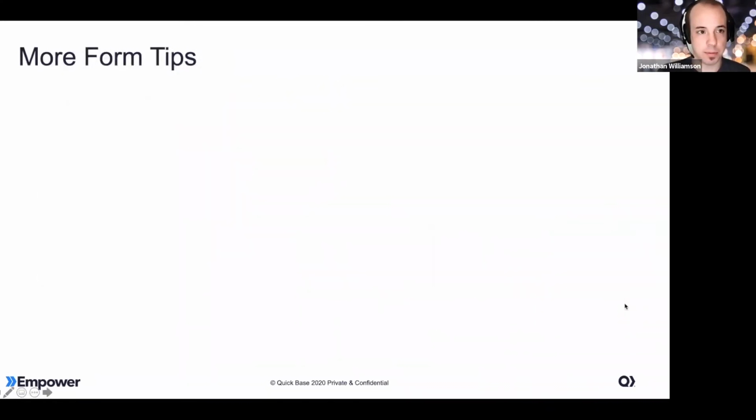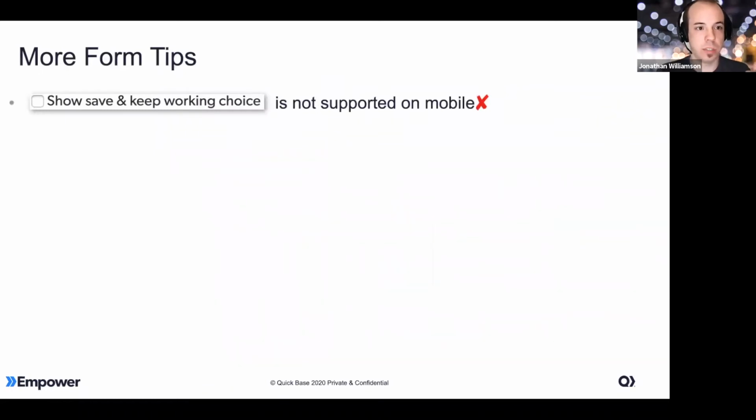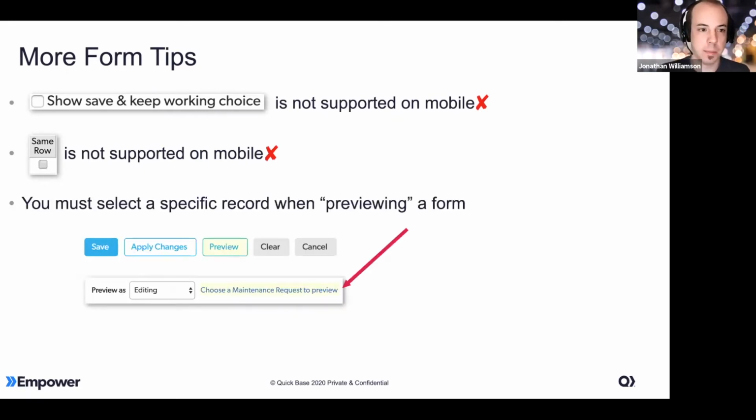A few more rapid fire form tips for you. Show, save, and keep working choice is not supported on mobile. Same row is not supported on mobile. All the items go into a vertical list. And you must specify a specific record when previewing a form. So when you click the preview button that you see there in yellow, you'll have to choose a specific maintenance request for this example to preview.